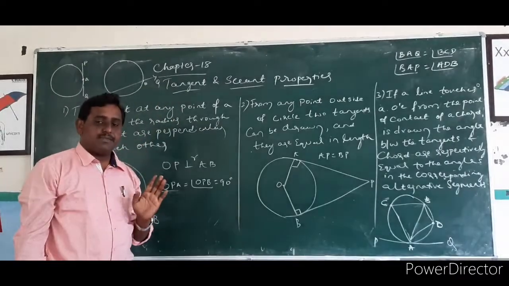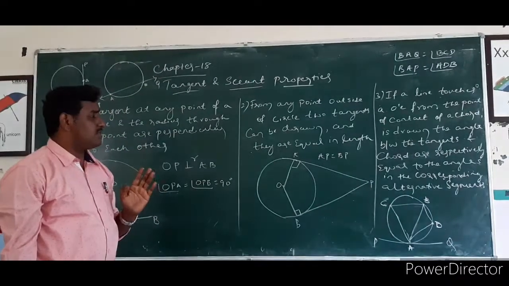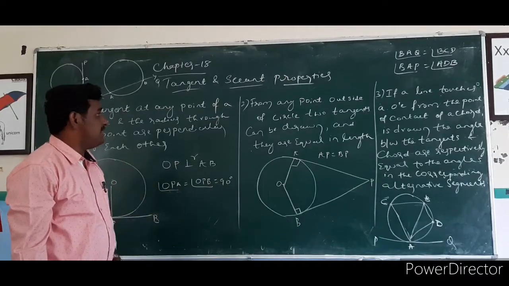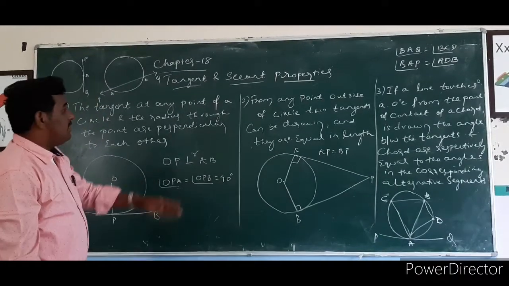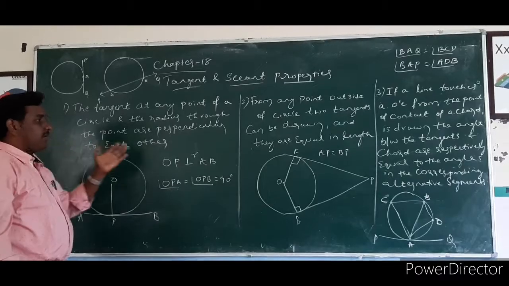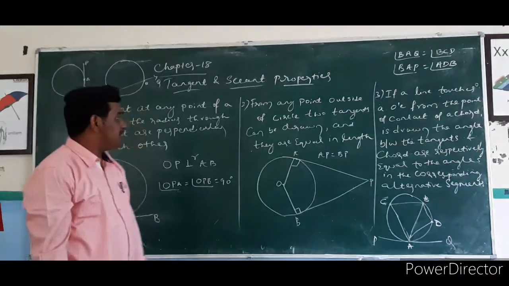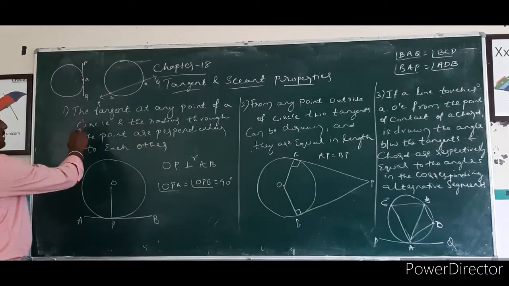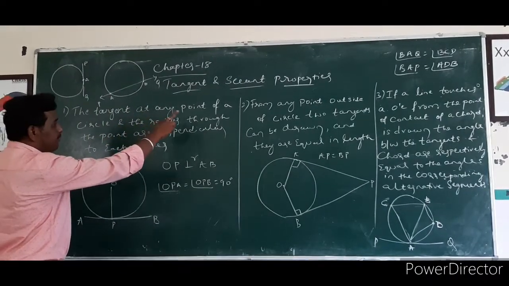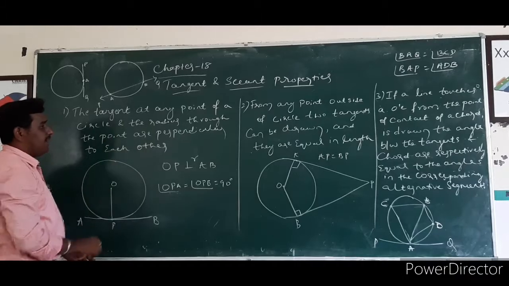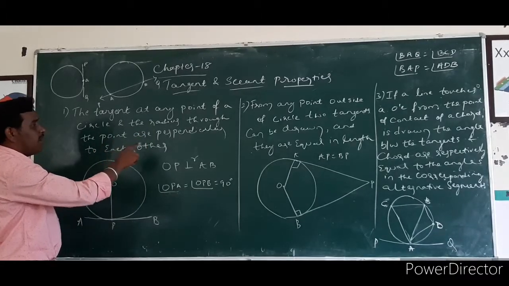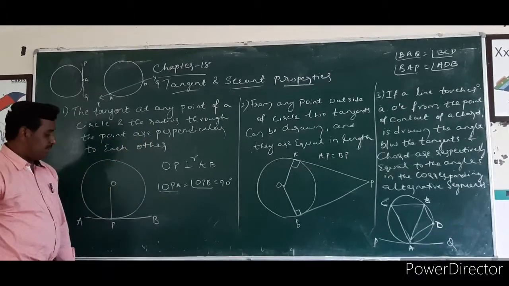This year, they reduced the syllabus in this chapter also, tangent and secant properties. Among this, only three points are given in your new syllabus. The first point is that the tangent at any point of a circle and the radius through the point are perpendicular to each other.